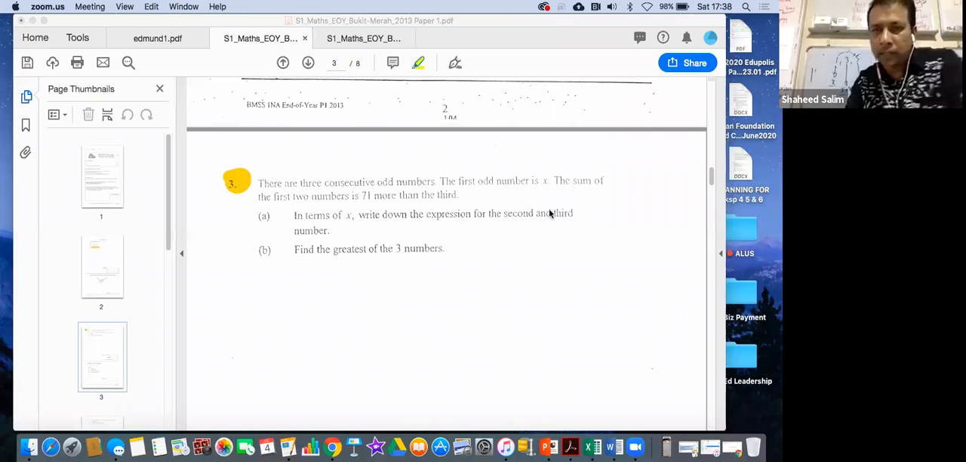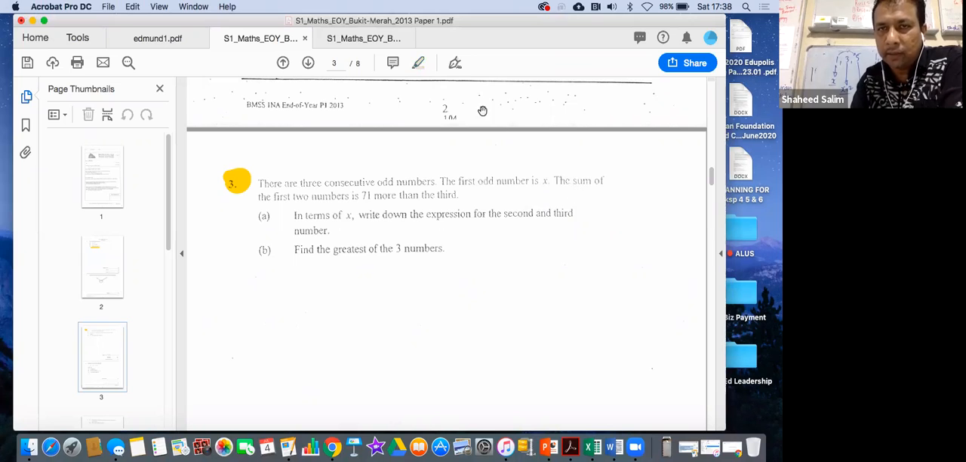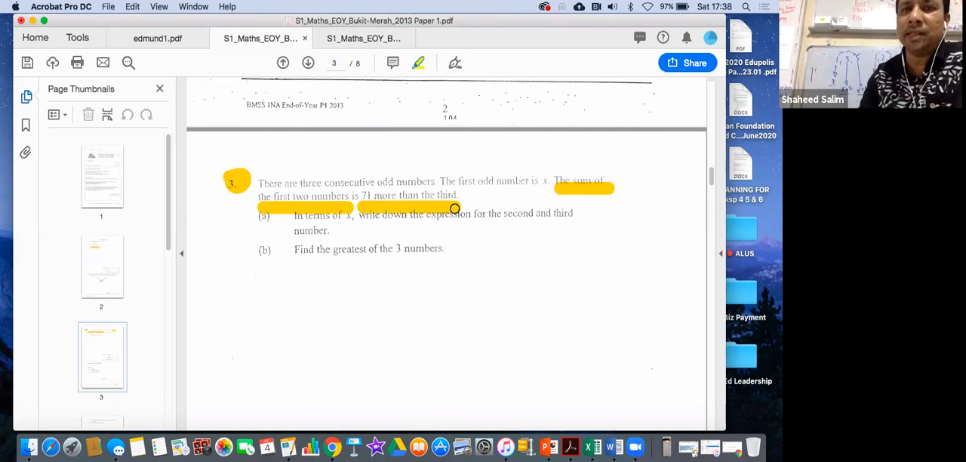Down here, can you see? It says now the sum. No, down here, don't get confused by it. You have now a sentence that is a little bit complex. The sum of the first 2 numbers is 71 more than the third. What does it mean? They say the sum of the first 2 numbers is 71 more than the third.